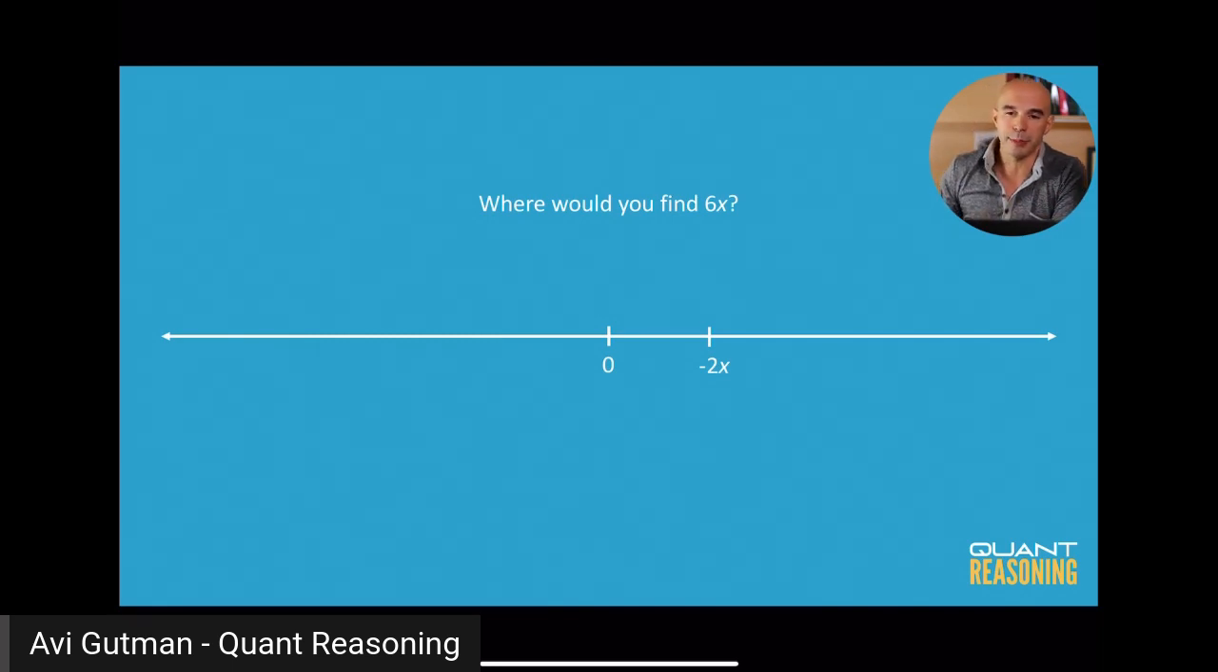And where would 6x be? 6x would be triple the distance from 0 that negative 2x was, because there's a factor of 3 that we'd be multiplying by, but would be on the opposite side of 0. So whatever that distance is, we're going to paste that 3 times on the other side of 0, and there's 6x.